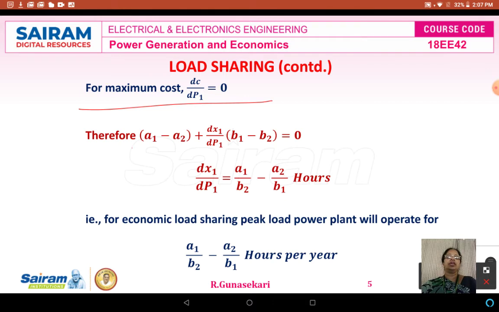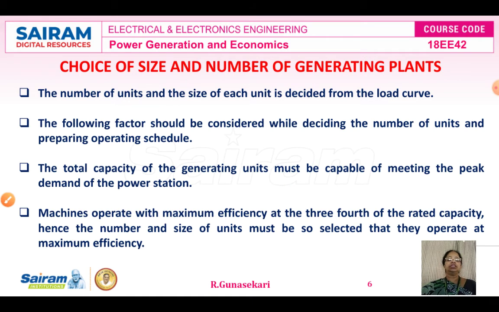So therefore A1 minus A2 plus dx1 divided by dP1 equals B1 minus B2, which is equal to 0. So therefore dx1 divided by dP1 is equal to A1 divided by B2 minus A2 divided by B1 hours. So for economic load sharing, the peak load power plant will operate for A1 divided by B2 minus A2 divided by B1 hours per year only. This is the load sharing.